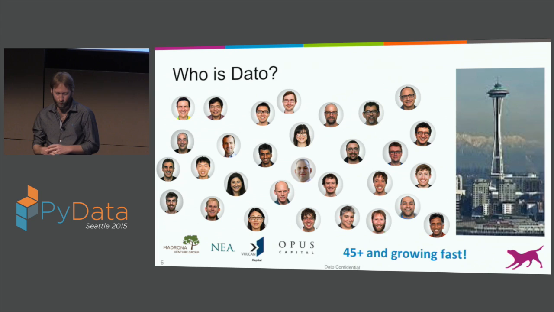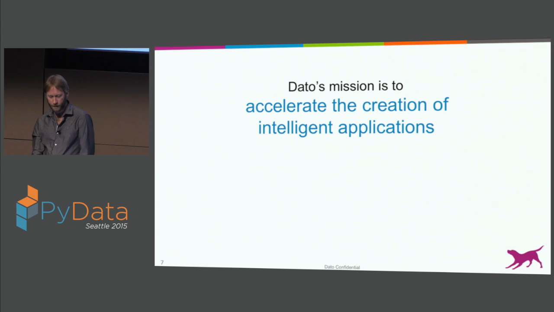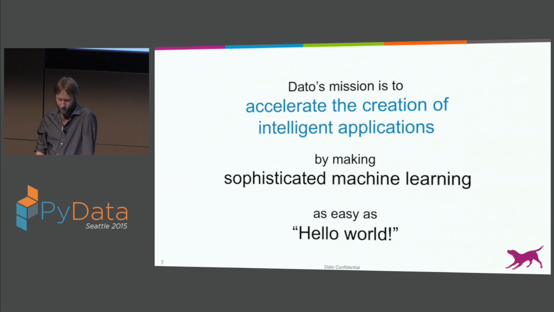So who's Dato? We're a company that's been around for a little over 2 years, originally built on an open source project that's about 7 years old. Funded by NEA, Madrona, Opus Capital, and Vulcan, and we're now a little over 45 data folks building all sorts of stuff. We're in Seattle, just over in Fremont next to the Troll. We have one mission, and that mission's to accelerate the creation of intelligent applications. So if you have an idea for a new way of doing search, recommendations, or other customer experiences, we want to make that really easy for you, whether you're an experienced data scientist or a developer that's new to the data world.